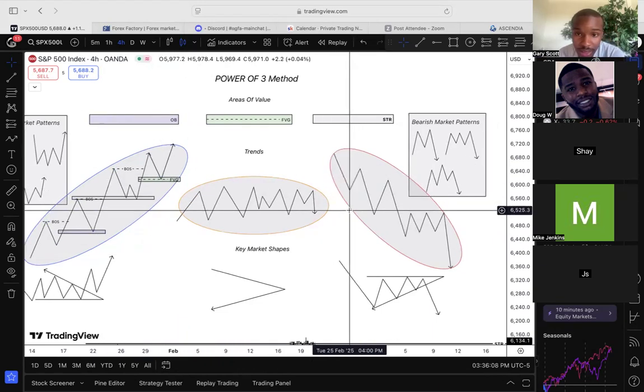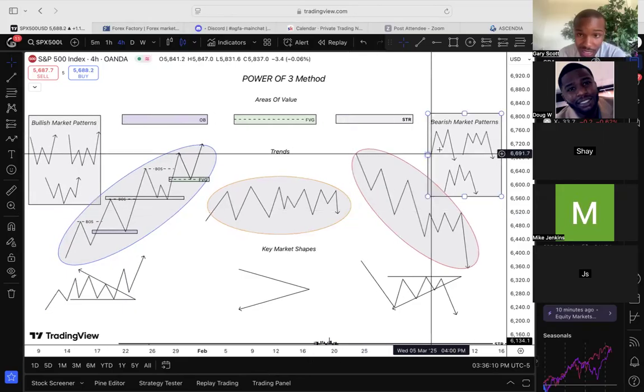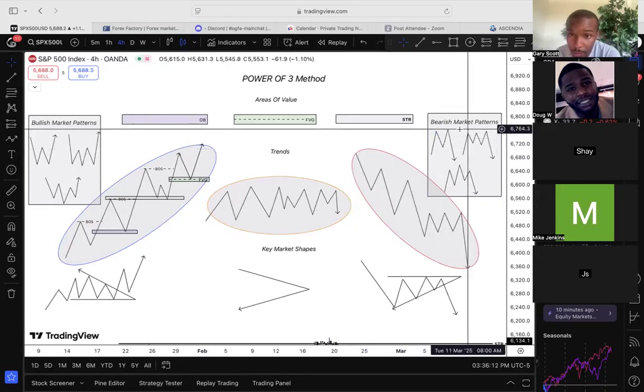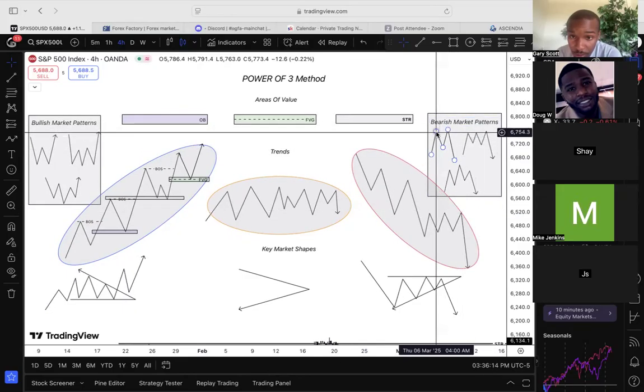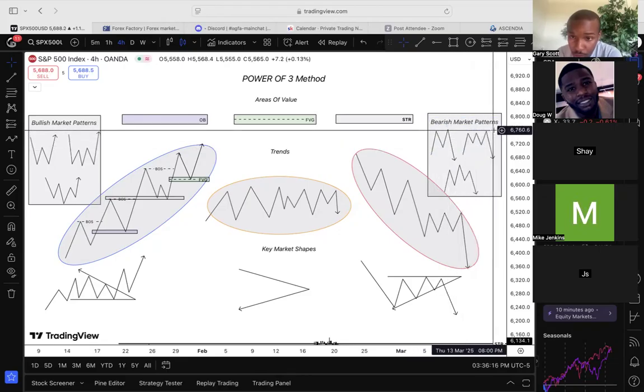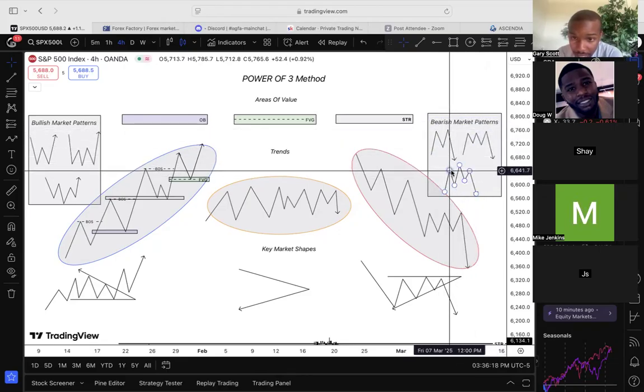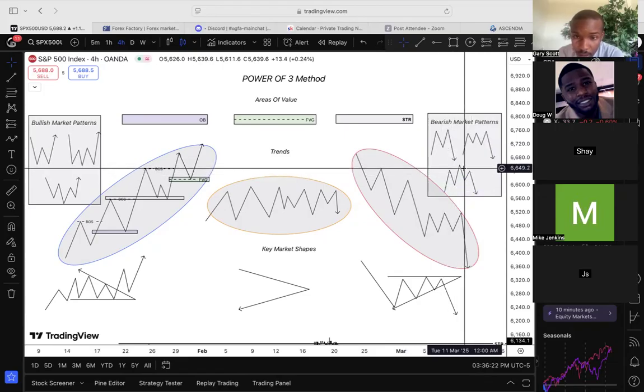Now, going into the downtrend side of things, you have bearish market patterns. You have a double top, a triple top, and then you also have a head and shoulders pattern. All right.